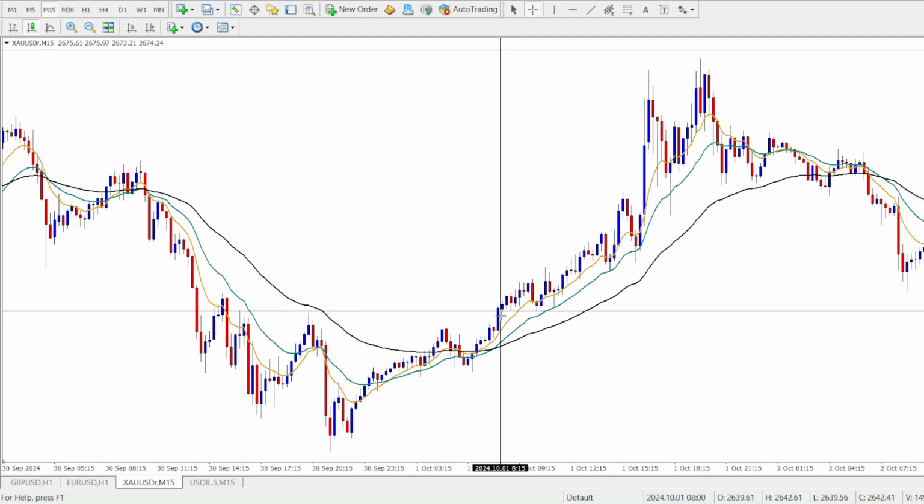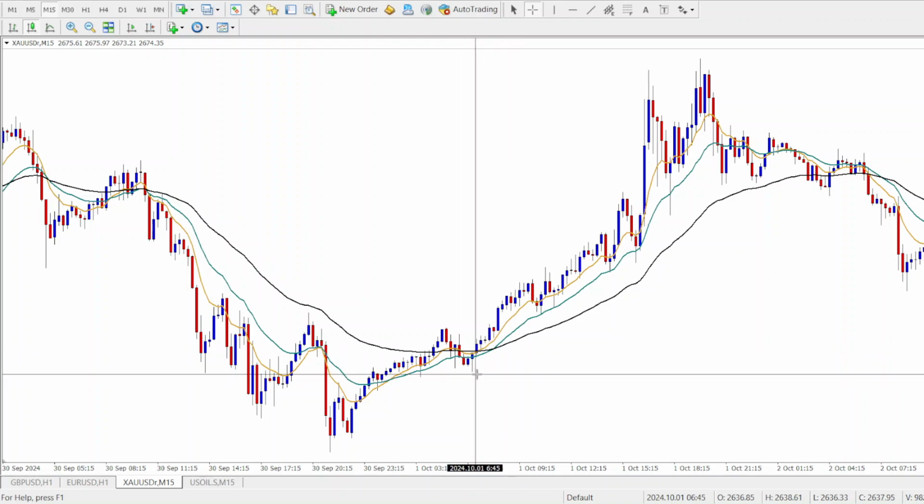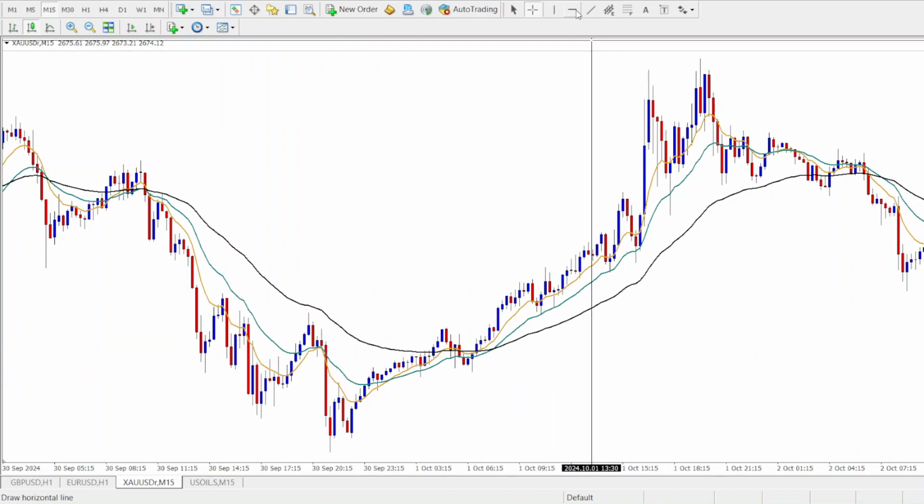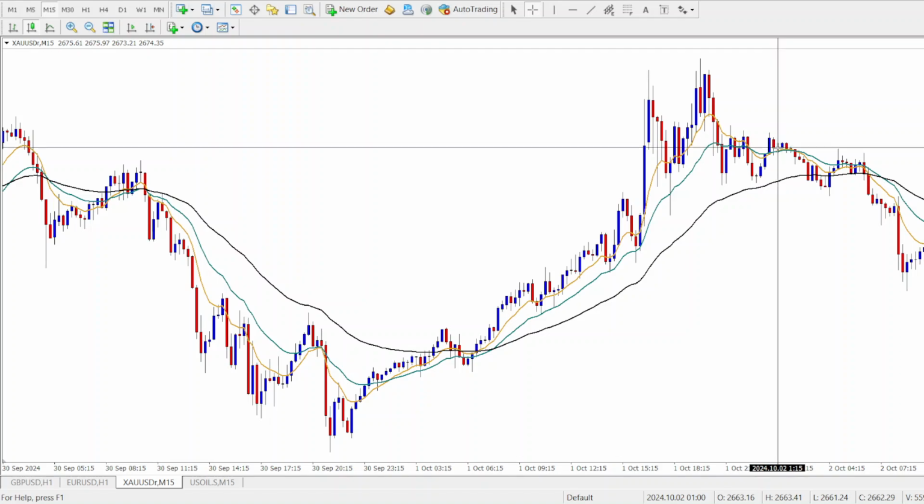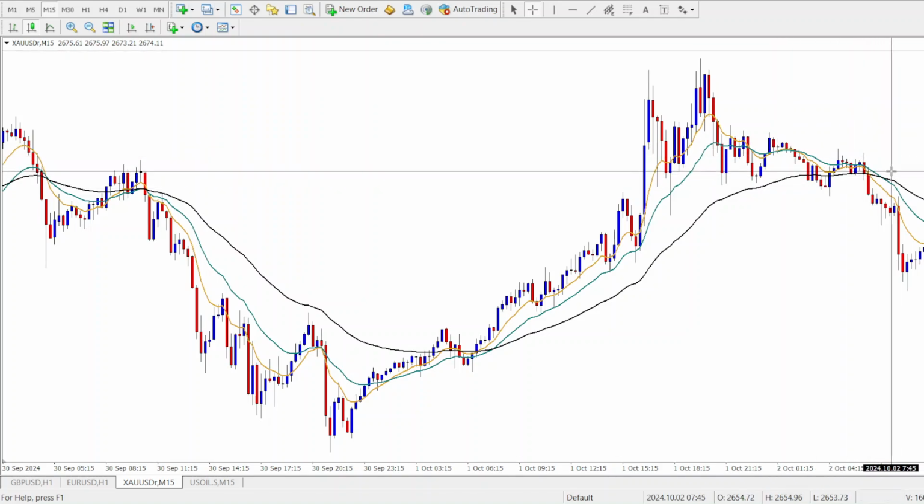Then the stop loss can be set below the previous swing low, and we can use resistance levels to exit, or we can decide to exit after we have a bearish crossover.